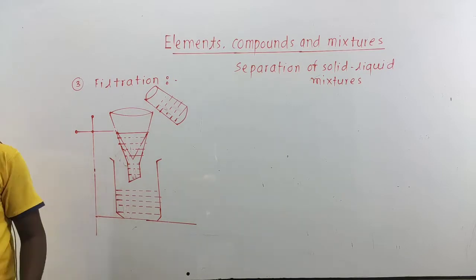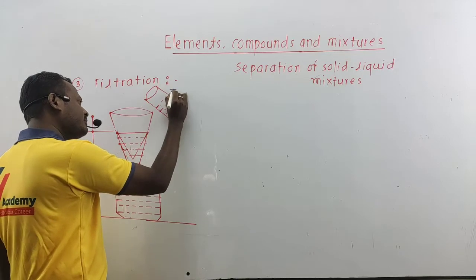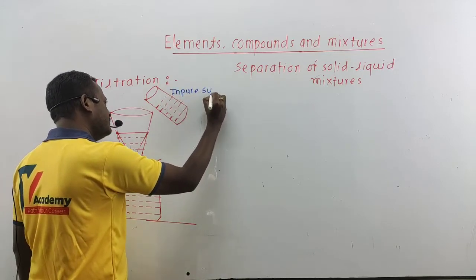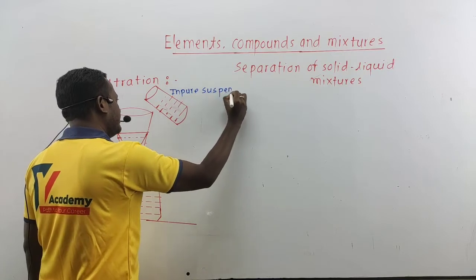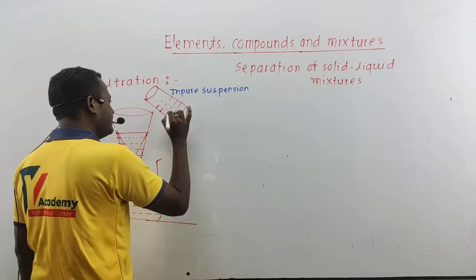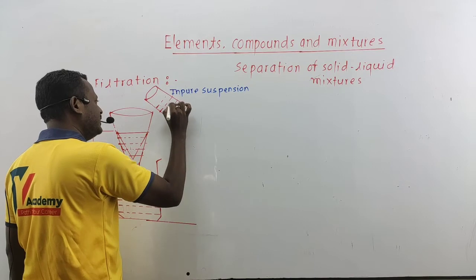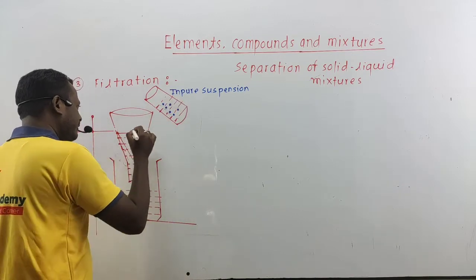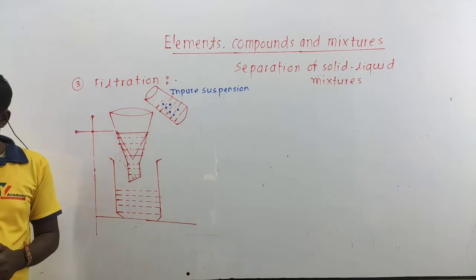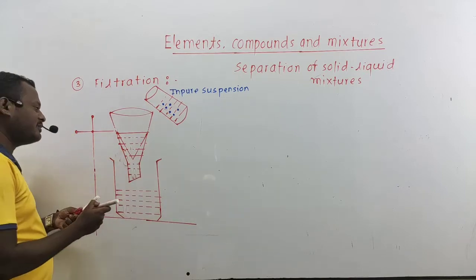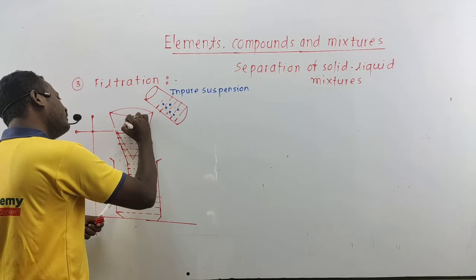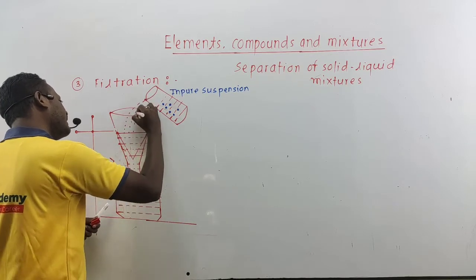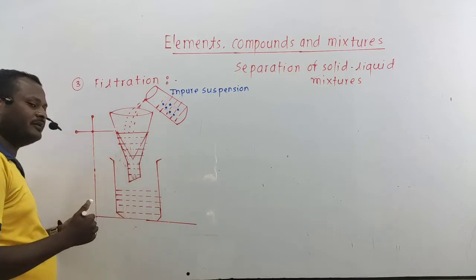In this container, impure suspension, because in this mixture there are impurities. Okay, like that. And when we pour this impure suspension through a filtering funnel, this is the filtering funnel, in which there is a filter paper.